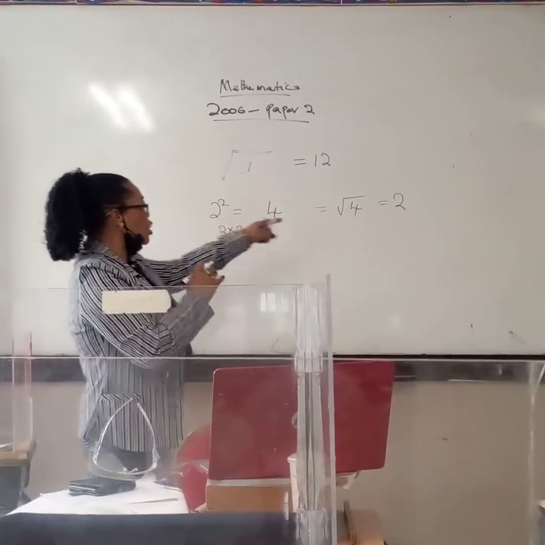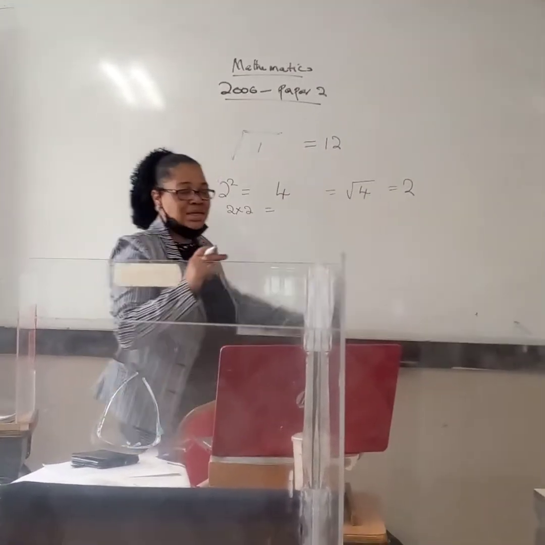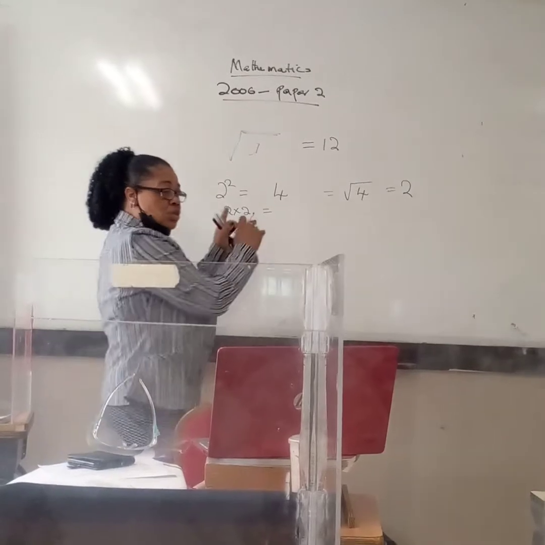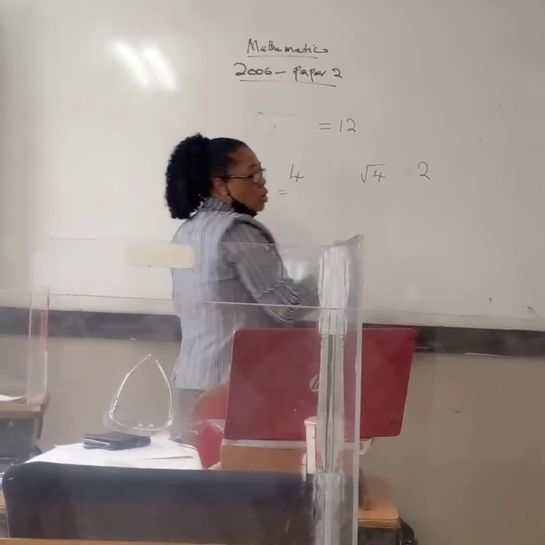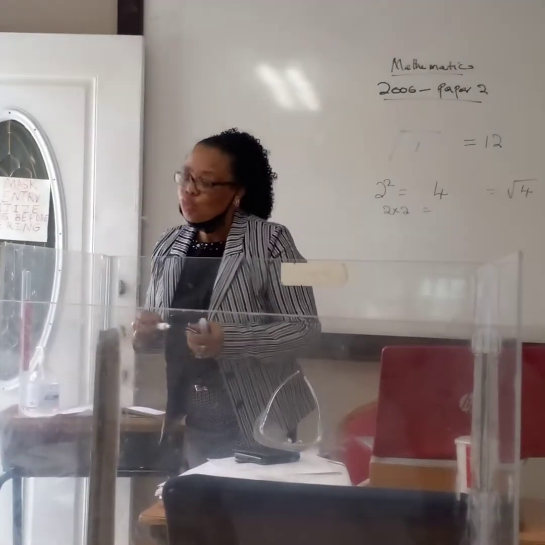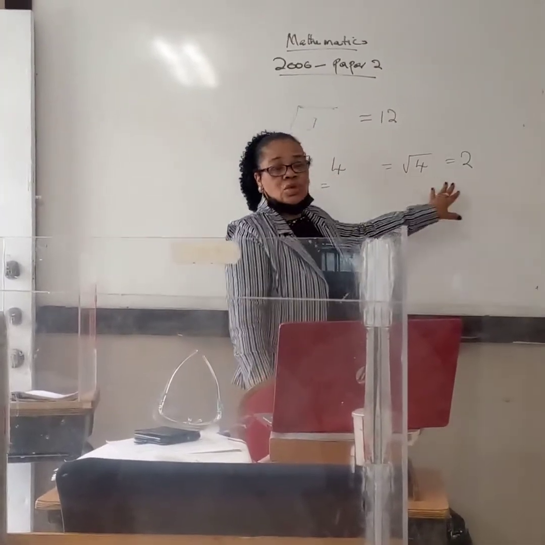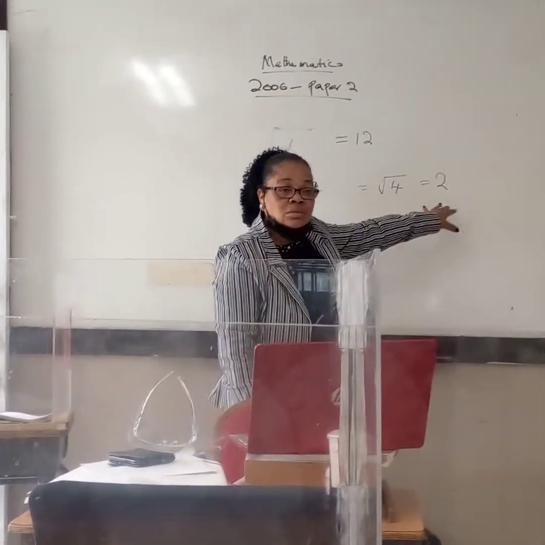The square root of 4, what did I square? That is the question I'm asking. What did I square to get 4? Which number did I square to get 4? Julius, which number did I square to get 4? 2. And that is why the square root of 4 is going to be, Avashan, 2.